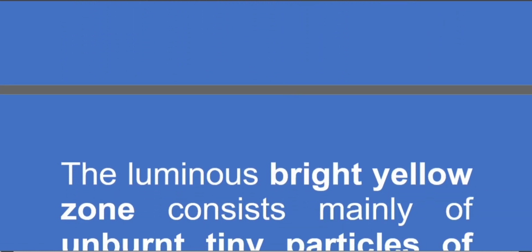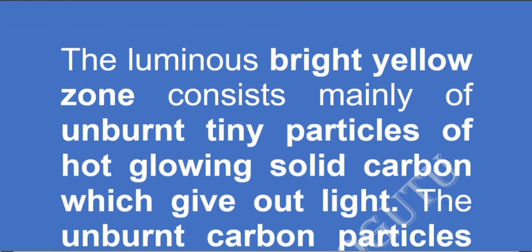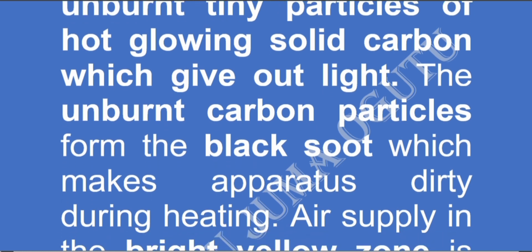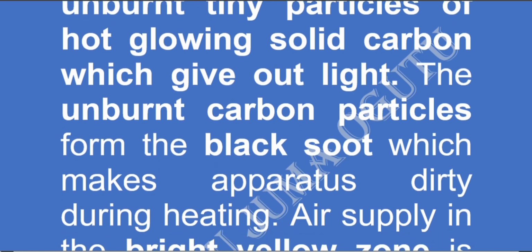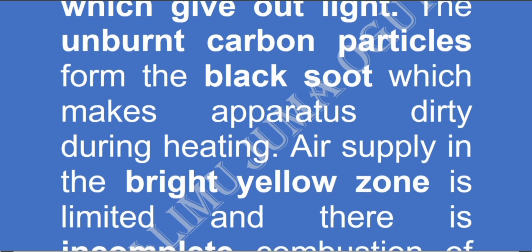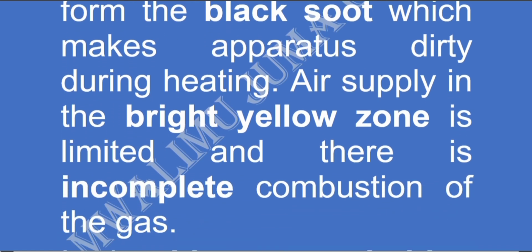The luminous bright yellow zone consists mainly of unburnt tiny particles of hot glowing solid carbon, which give out light. The unburnt carbon particles form the black soot, which makes apparatus dirty during heating. Because of incomplete burning, black soot is produced. The air supply in the bright yellow zone is limited, and there is incomplete combustion of the gases.